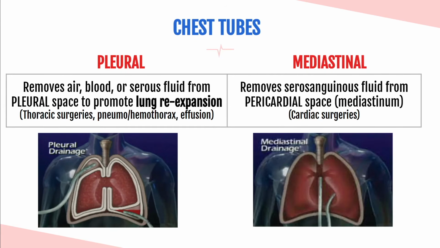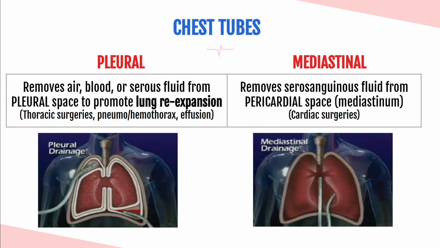There are two types of chest tubes. There are pleural or mediastinal chest tubes. The pleural chest tubes remove air, blood, or serous fluid from the pleural space to promote lung re-expansion and help restore that normal negative pleural pressure. You'll see pleural chest tubes placed following thoracic surgeries, but also for patients with pneumothorax, hemothorax, pleural effusions, or empyema. There's a lot of different indications, but they are all respiratory and pleural in nature.